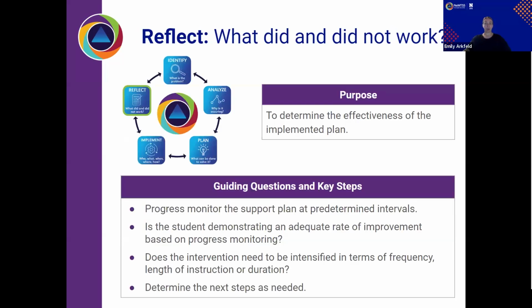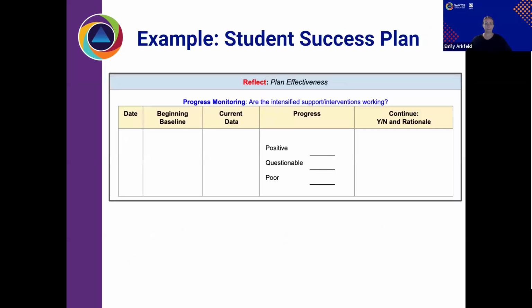We move now to the reflect step of the problem-solving model, in which we determine the effectiveness of the implemented plan and determine next steps. Looking again at our example plan, during the reflect step, we would be progress monitoring by looking at the rate of improvement by comparing our baseline data to our current data. Here, we want to make sure that we are including intervention program assessments, intervention attendance, behavior data, and any observational data. We then rate the progress as positive, questionable, or poor. If positive, we decide whether to continue or fade, and if questionable or poor, we look at an intervention adaptation.